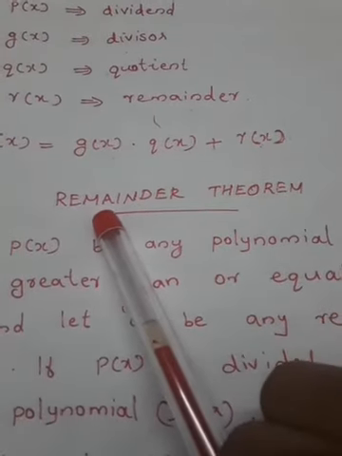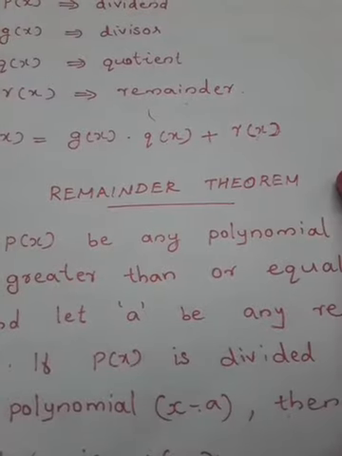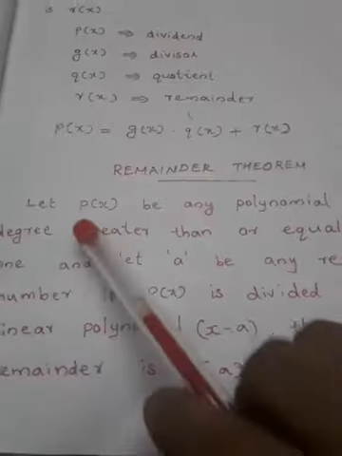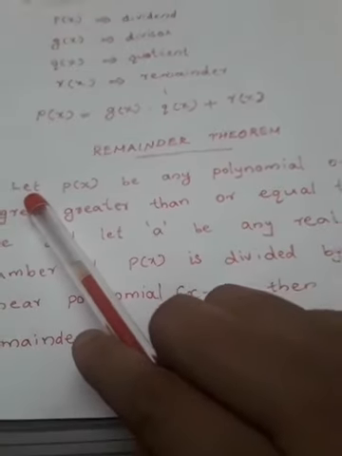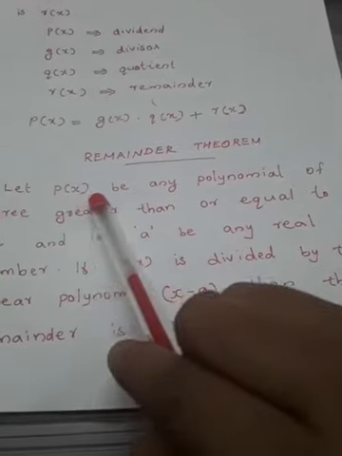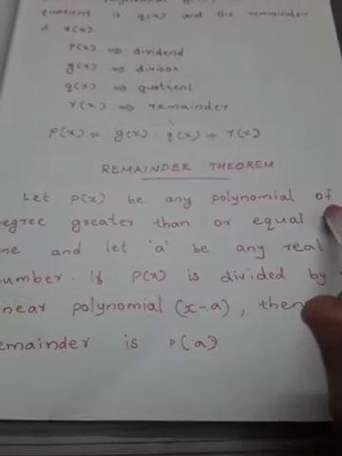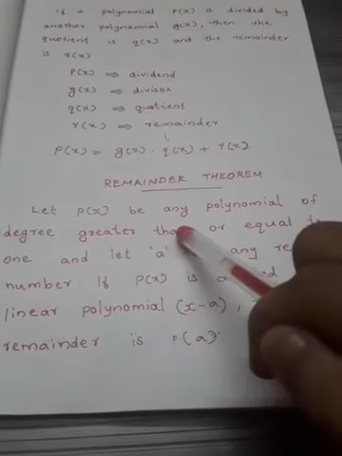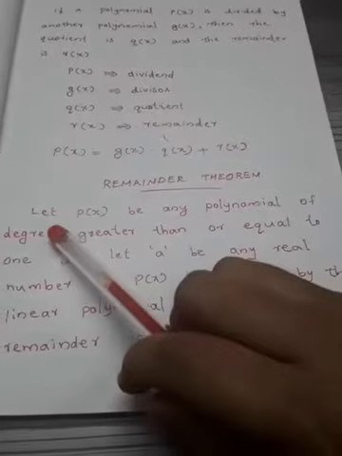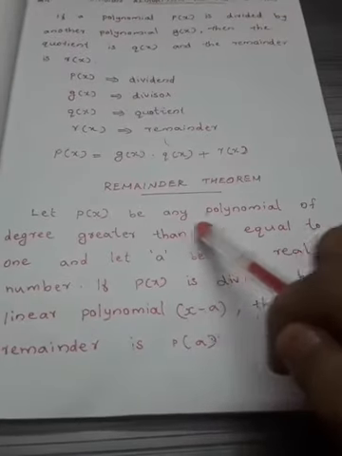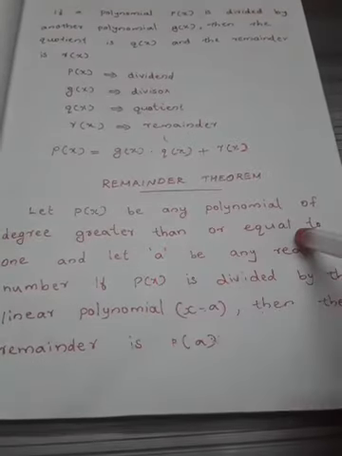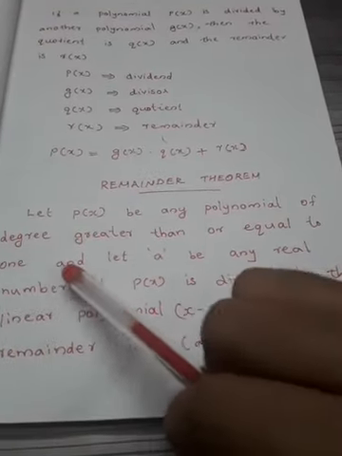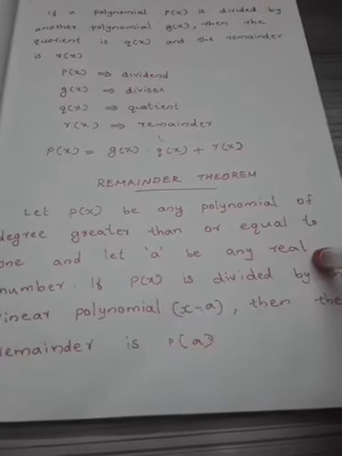The next topic is very important, that is the remainder theorem. What is the remainder theorem for polynomials? Here is the statement of the remainder theorem. Let p of x be any polynomial of degree greater than or equal to 1. That is the condition, it's very important. That means it cannot be a constant polynomial. And let a be any real number.